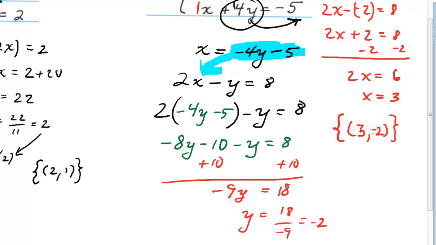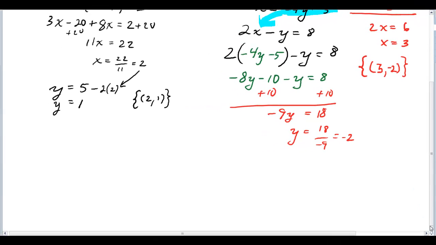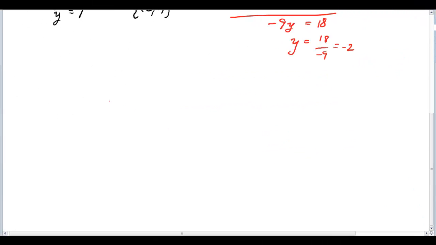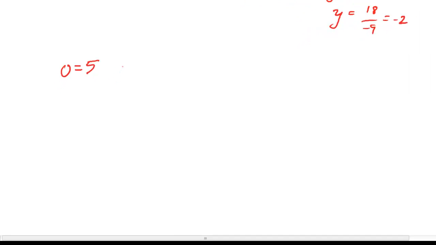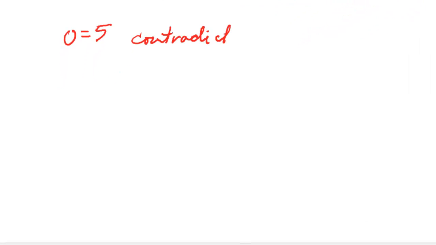When you're solving systems of equations, sometimes you will get a result which is an ordered pair, but sometimes your linear equation after substitution will reduce to something like 0 equals 5. And 0 equals 5 is a contradiction, and what that means is there are no solutions. So you would put something like an empty set to represent the set of solutions.